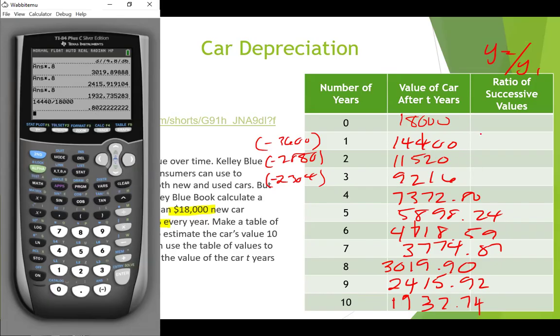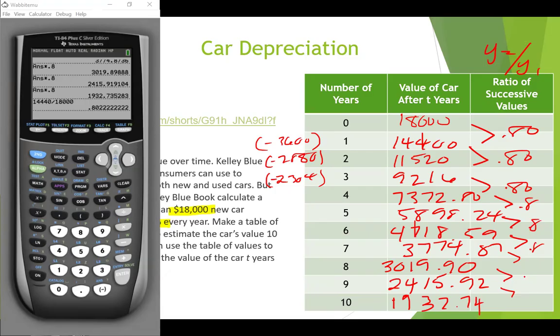Okay. So that's the value that you end up getting every single time you're dividing. So your ratio of successive values is saying, what is the ratio between here and here? What is the ratio between here and here? And guess what? They're all going to be 0.80 because that's what you're retaining every single year. 0.8, 0.8, 0.8. What that 0.8 represents is your B value. Does that make sense?